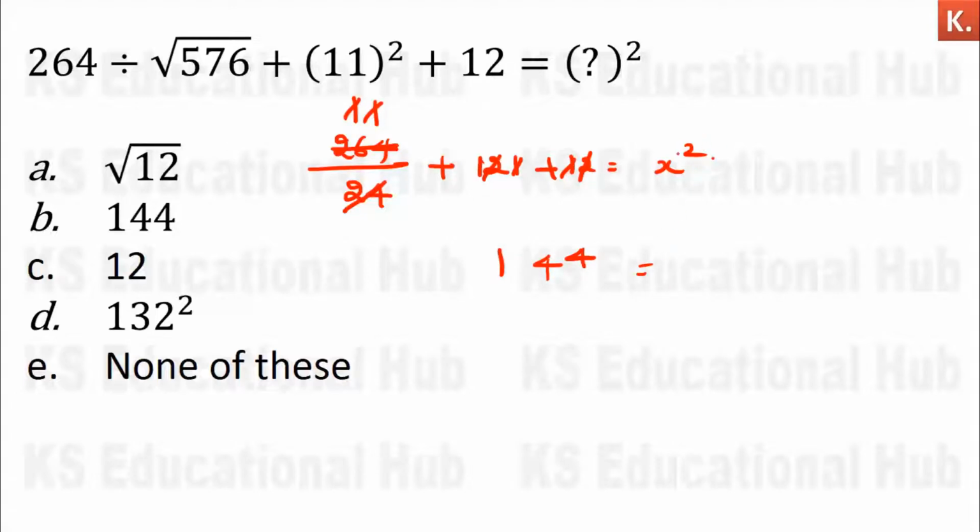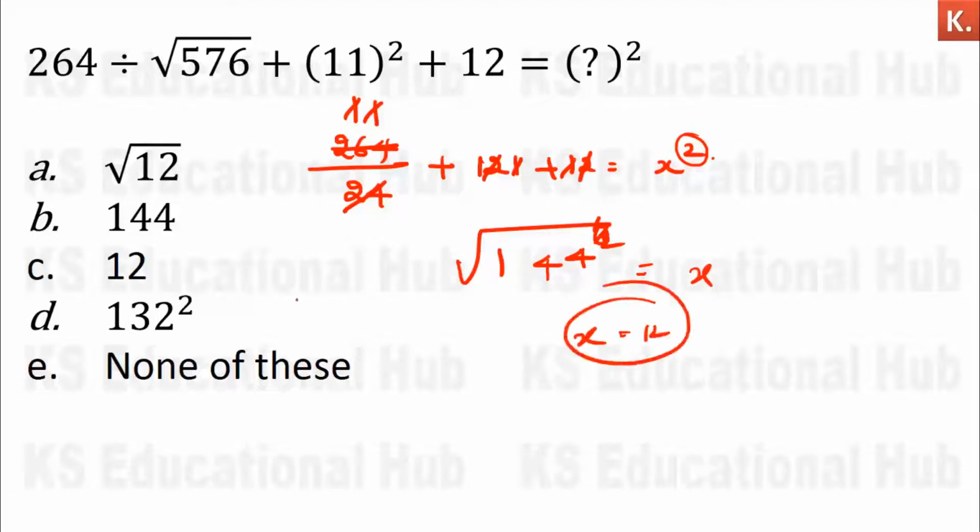So if I transfer this power to the other side, that becomes 2 by 1 becomes 1 by 2. So that's like square root of 144 is equal to x. So x is equal to 12 has to be the answer. That is option C here. Clear? Let's check out the next one.